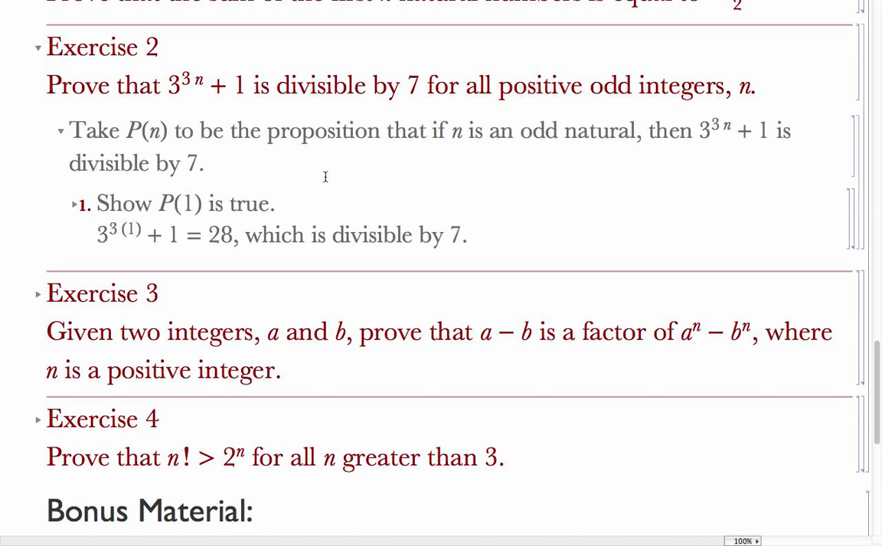So we want to show that P of 1 is true, so we substitute 1 in for n. We see that 3 to the third plus 1 is 28. 28 is clearly divisible by 7. So P of 1 is true. Step 1 is complete.